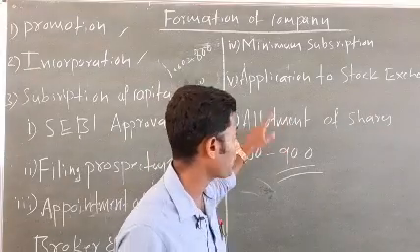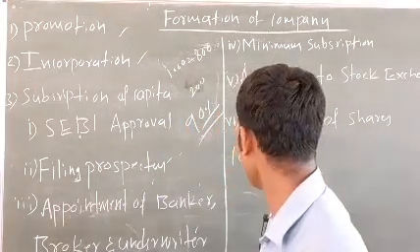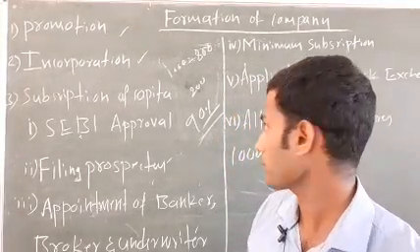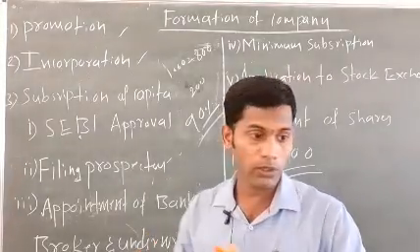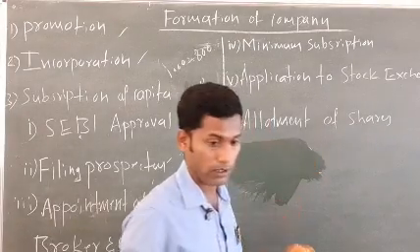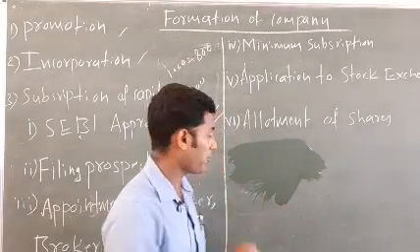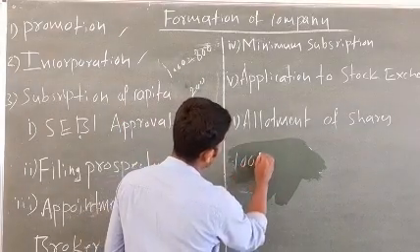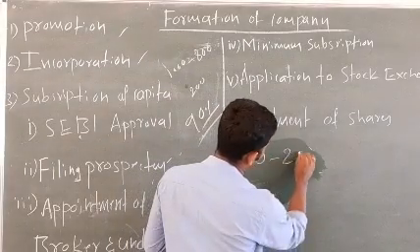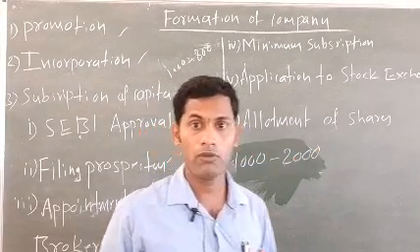Then next we have the allotment of shares. So after finishing this, the company can go for allotment of shares. Now one more case here, one more problem. If we have only 1000 shares, but we got applications for 2000 shares, so now what will we do?